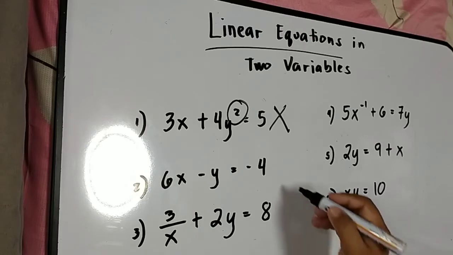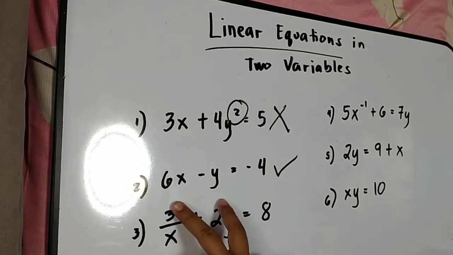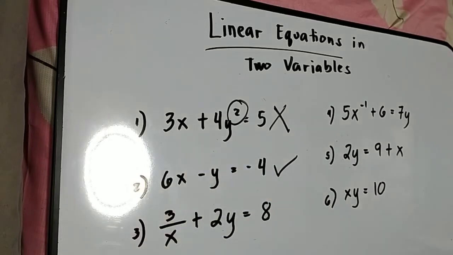Okay. Next, 6x minus y equals negative 4. Okay, so this is an example of linear equations in two variables. Okay, your two variables is x and y. Then linear equations sila dahil highest degree is 1. Both exponents are 1.